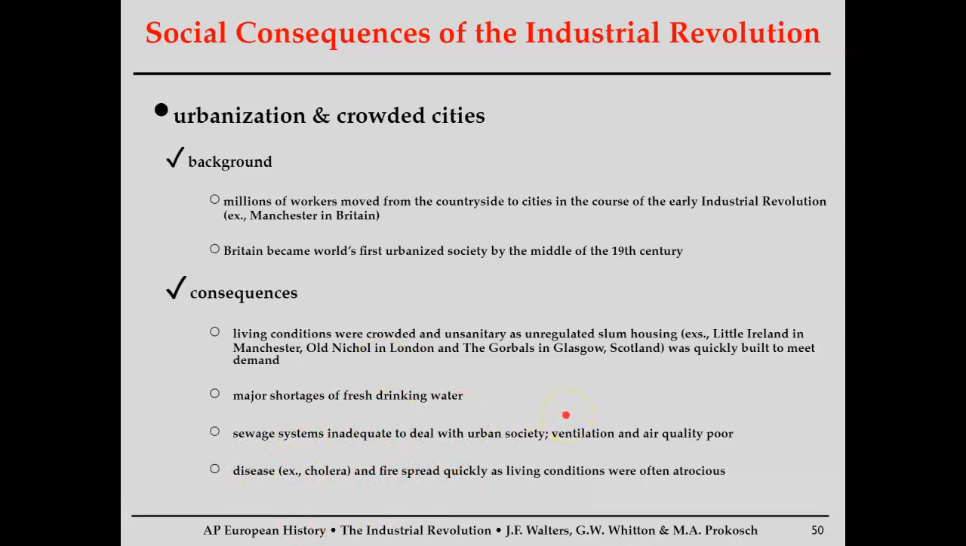The cities, since they're using the steam engine, which is powered by coal, are just going to be emitting this black smog into the air, which leads to poor air quality. People are going to have lung diseases over that, and it's getting really bad.